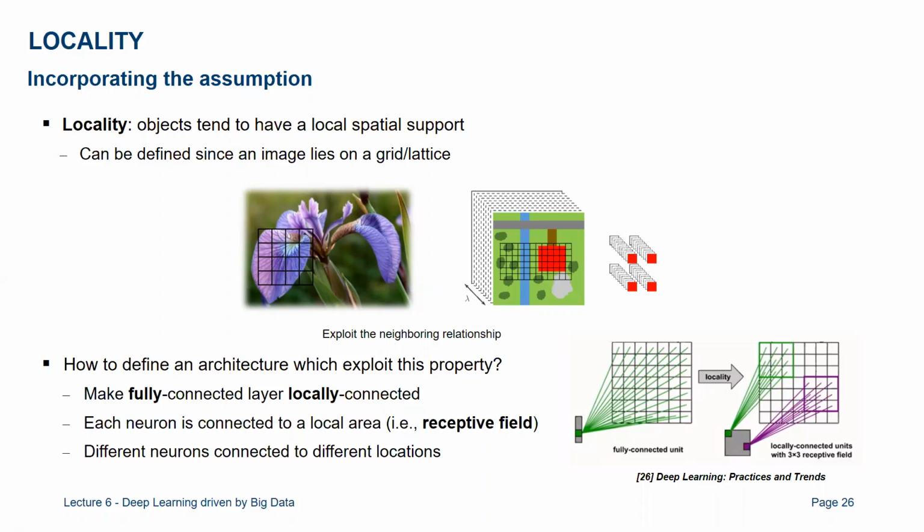So how can we define an architecture that exploits this property? The transition goes from the fully connected unit. As we saw in the previous architecture, each neuron is connected to all the neurons, which means to all the pixels. What we do here is consider locality, which means that now each neuron will be connected only to a particular region, which is smaller than the entire image.